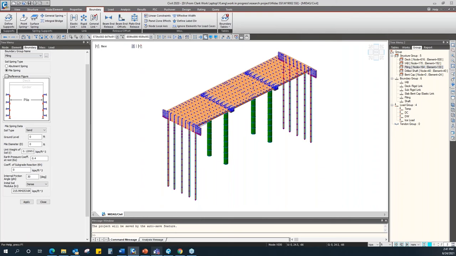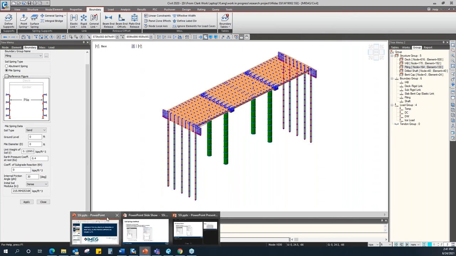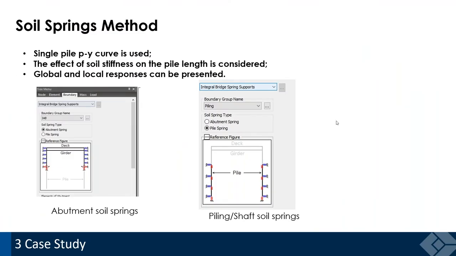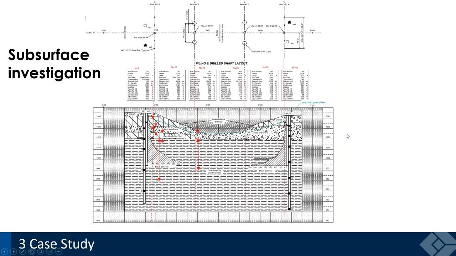So here I go back to the presentation. Here is the subsurface investigation, provided by the geotech engineer. For this bridge, you see here this abutment number one, this abutment number four. I don't know whether you can see my mouse, but here is the bottom of the abutment, and it has four soil layers.